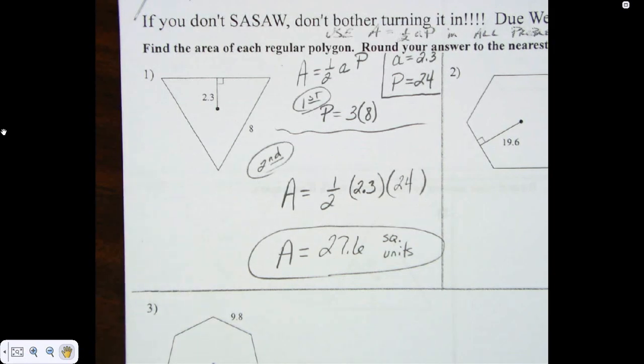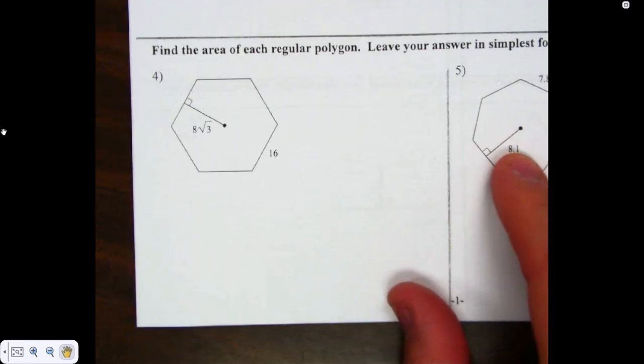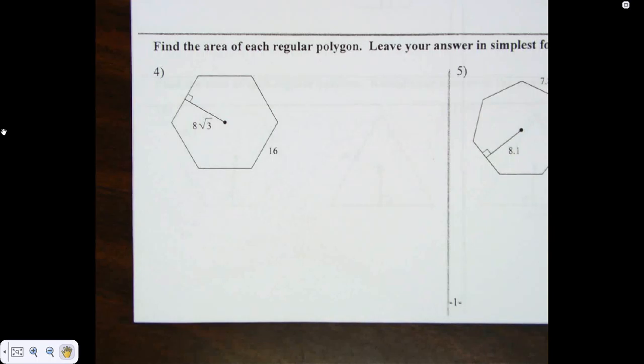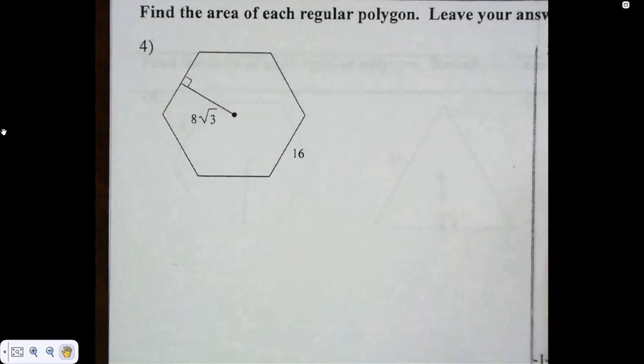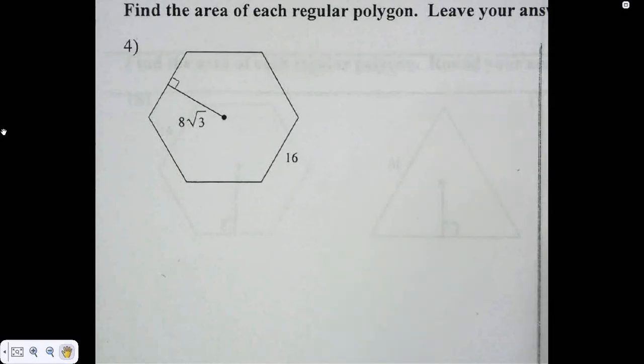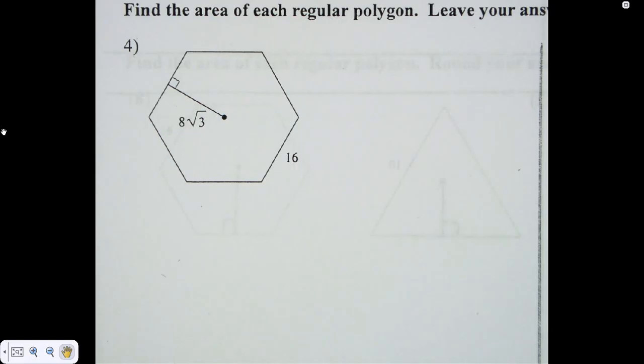Now, I'd like to talk about number 4. Can you guys tell me the difference between number 4 and number 1? It has a radical in it. No, there's a bigger difference, other than the shape. Guys, what should we always read before we do problems? Make sure we know the directions, correct? What do the directions say here? Find the area of each regular polygon.